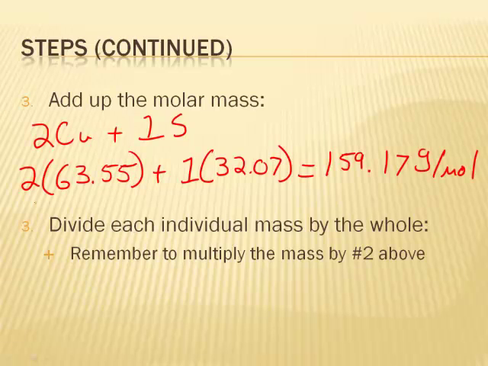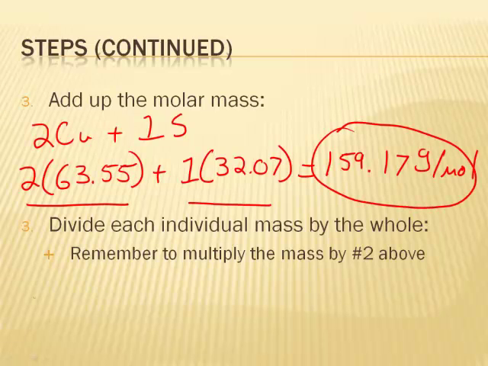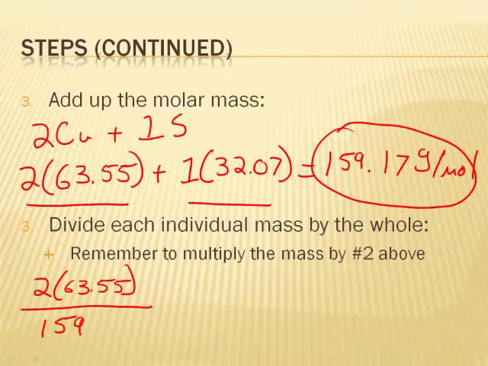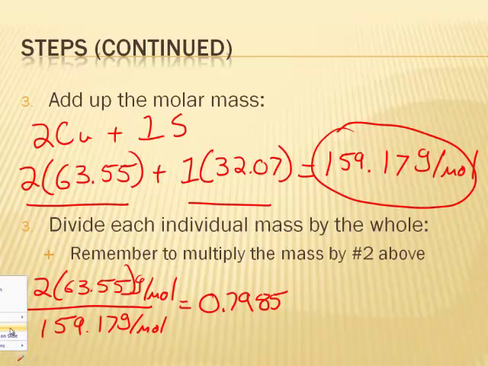So I want to take these numbers here and divide them by my 159.17. So 2 times 63.55. Remember, I want to find a percentage. And then I want to divide that by 159.17. These are both grams per mole. And when I do that, I should get 0.7985.